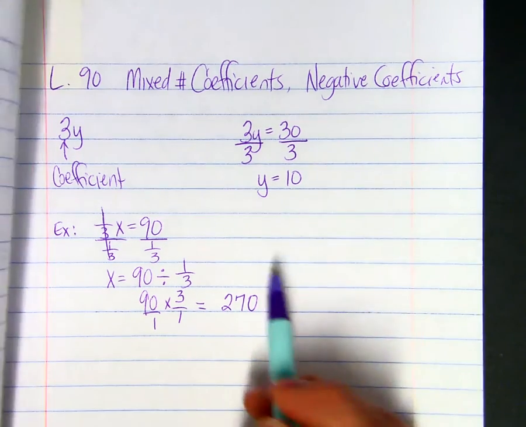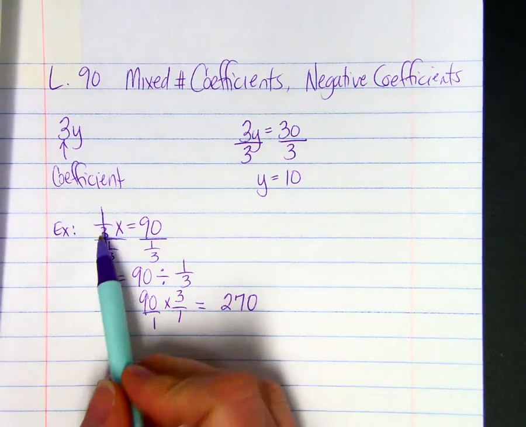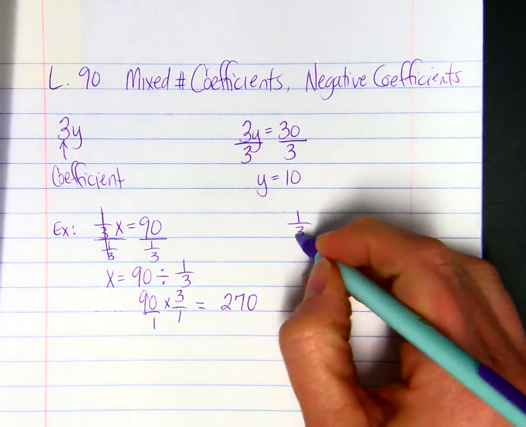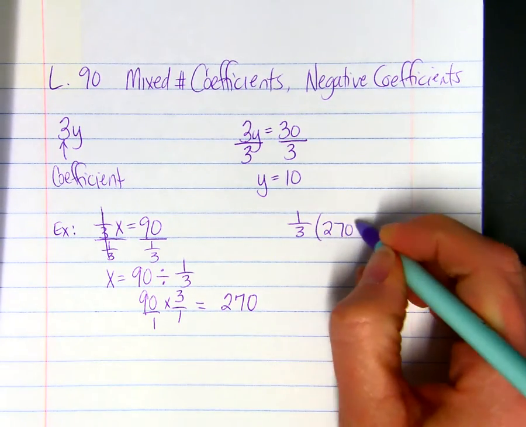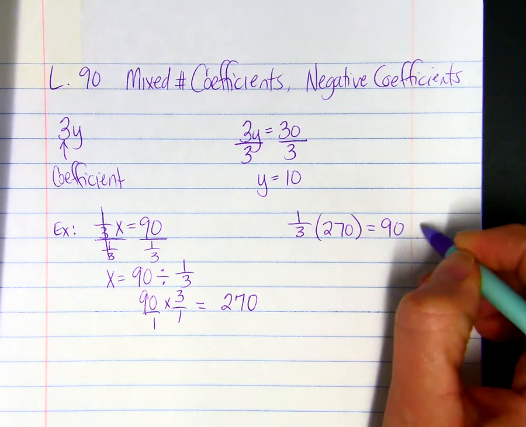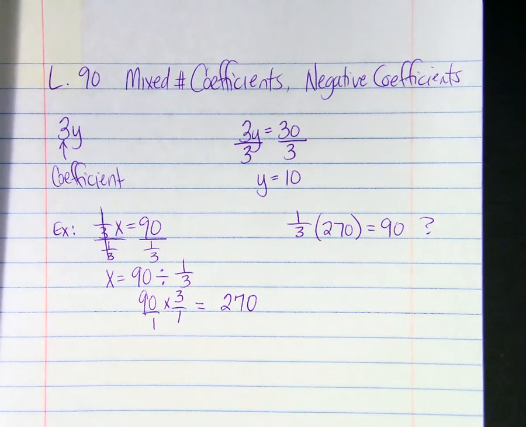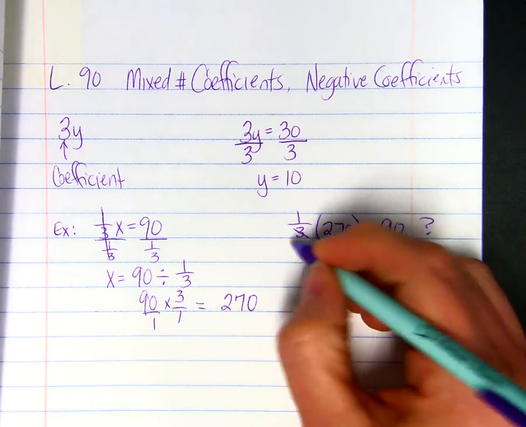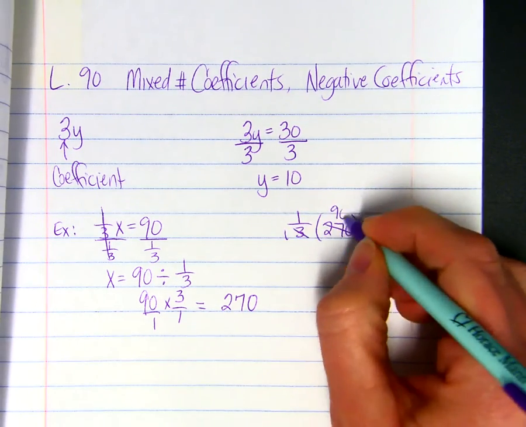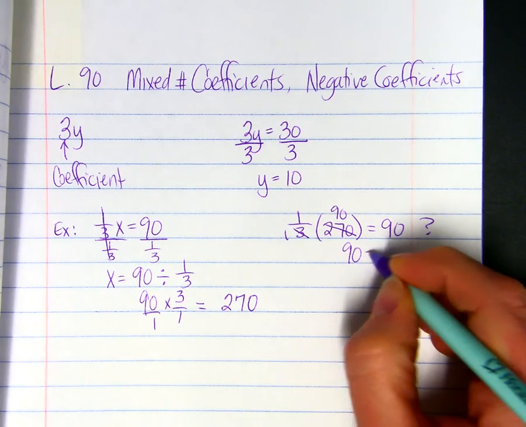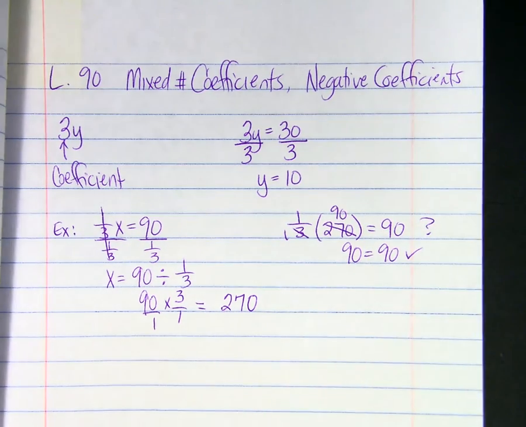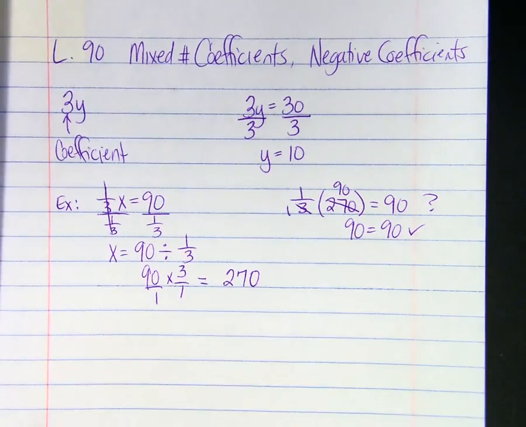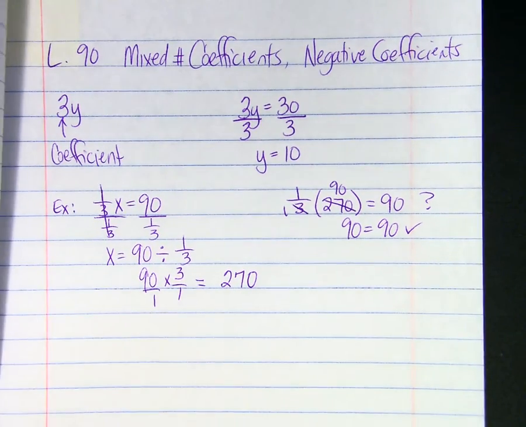Then what you want to do is take your answer, plug it back into the original equation. Is 1/3 of 270 equal to 90? And so you check it. 1/3 of 270, so we can cancel the 3, 90. So yes, 90 equals 90, and it works. So if you plug it back in and check it, you'll know if you did the problem right.